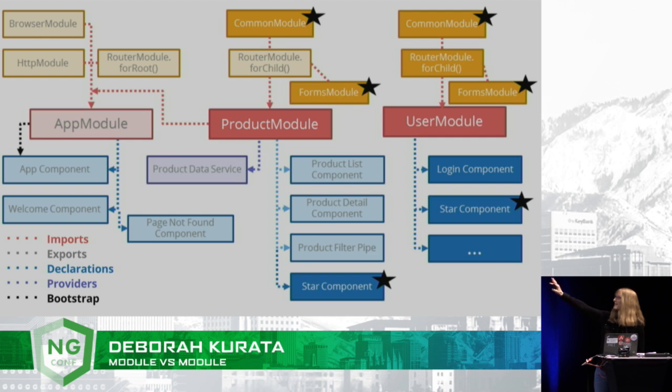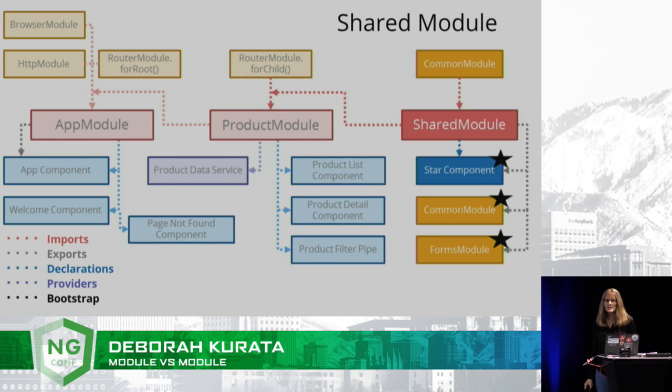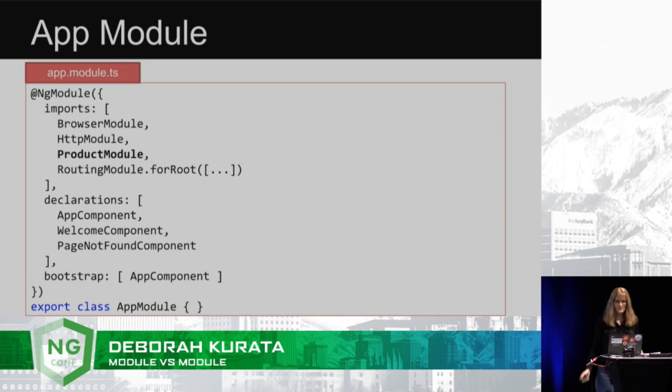But it's kind of a pain to have to keep pulling them in every single time. What we can do instead is a shared module. What a shared module does is it allows us to combine what we want to share with the outside world. So here I've put common module, forms module, and star component. Now product module only needs to import shared module, and it gets everything that's in it. So it lets me bundle up stuff and import it with one import instead of having to import multiple things and declare multiple things and so on. So it's sort of a shortcut.